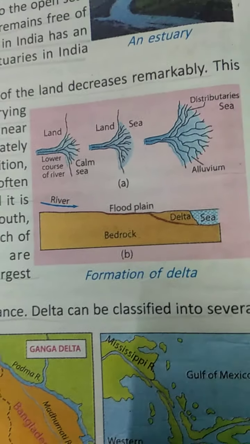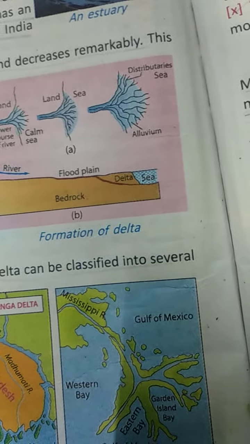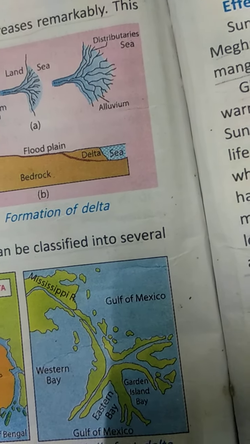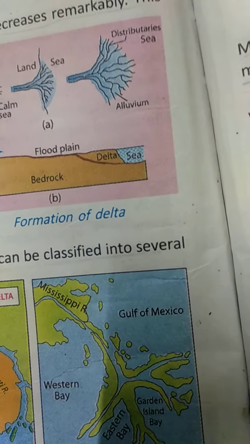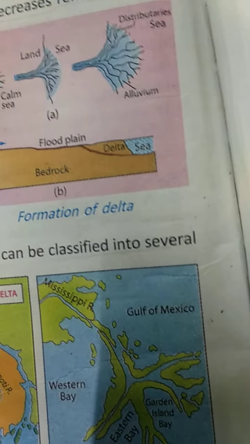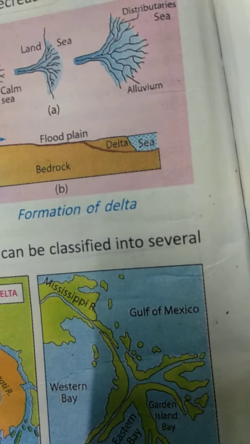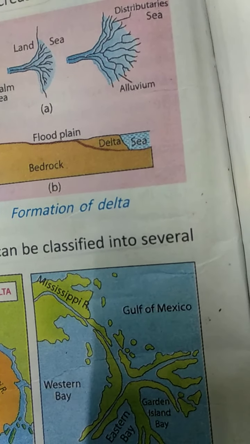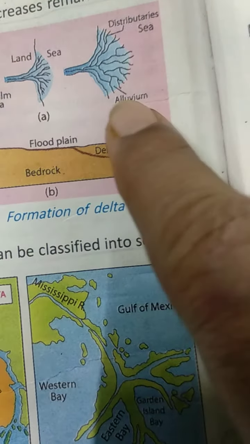Why does this form? As the deposition is occurring at the mouth, the river has to find different ways, or distributaries, to go and fall into the sea. So the river is divided into several channels, each of which finds its way by itself. See here, you can find these channels.